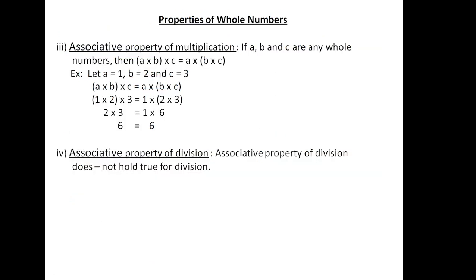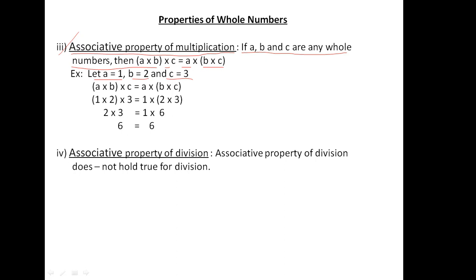Now we will move to the next one, that is the third one, associative property of multiplication. This property says that if A, B and C are any whole numbers, then (A × B) × C equals A × (B × C). We will again see with the help of an example. Suppose A equals 1, B equals 2 and C equals 3.